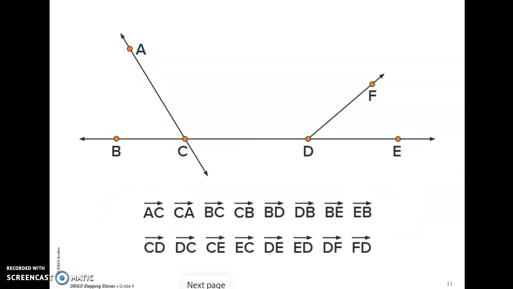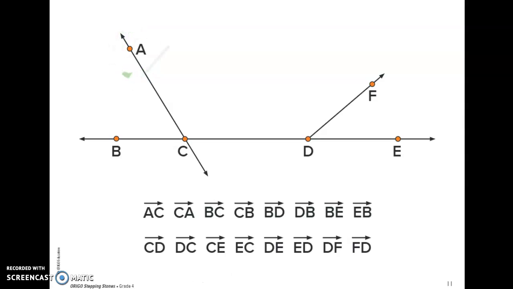Now if I look at the next page, I see our rays. Now the rays are a little bit different. For the rays, I have to look at this and I have to say, okay, I can't have just one point. I can't just say, oh, this is ray A, because that's only one point. So you always have to have 2 of the letters. So you have to go through 2 points to do any of these, to have these names.